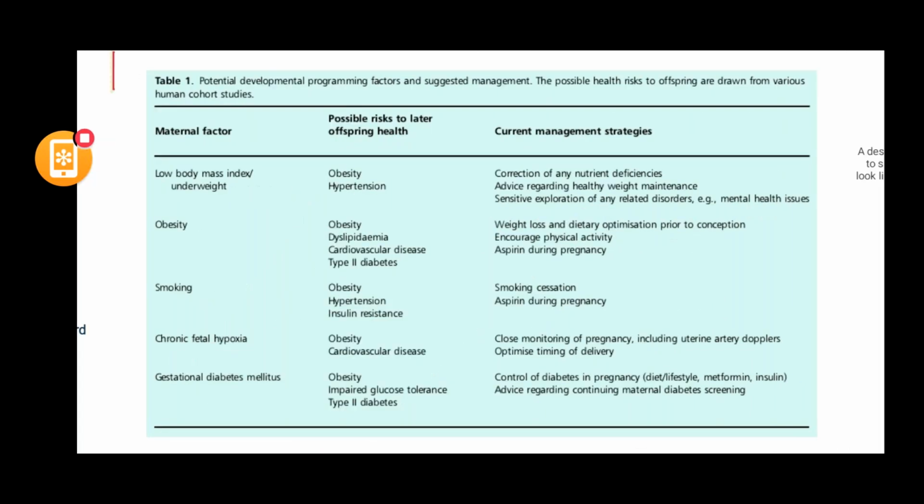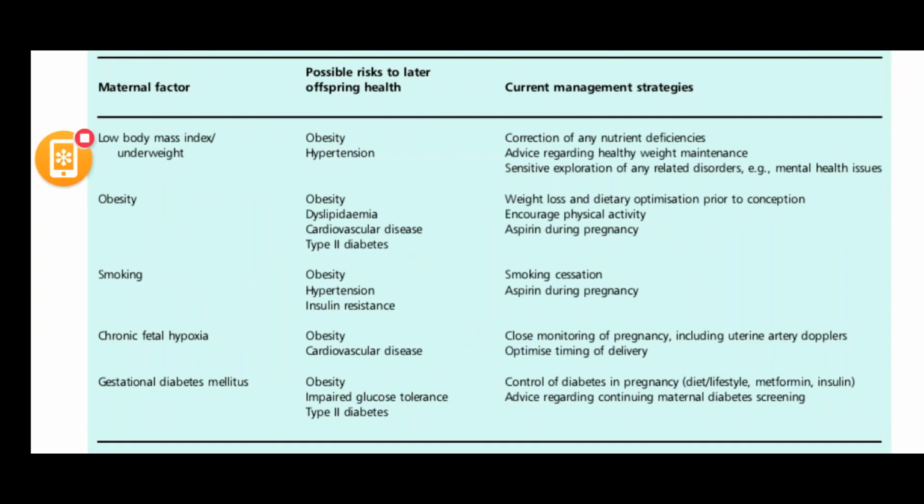Okay, so they have given you what is to be done. So what is the correct management of each of them? So maternal factor, if the mother has got low body mass or the mother is underweight, then there is a possible risk that the offspring will have obesity and will have hypertension. Then what is the management? Correction of the nutrition deficiencies, right? Then advising for the healthy weight maintenance, and sensitive exploration of whether the mother is having any other stress or any other mental health issue. Okay, so all these three things you should be able to achieve. This again becomes important for your part 3 exam, right, wherein you have to take care of all these things when you're seeing a mother who is underweight.